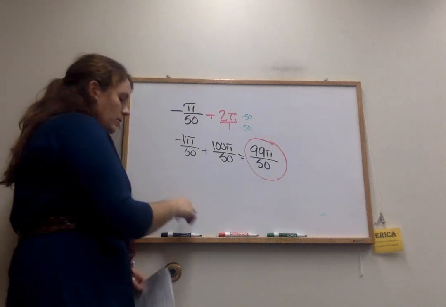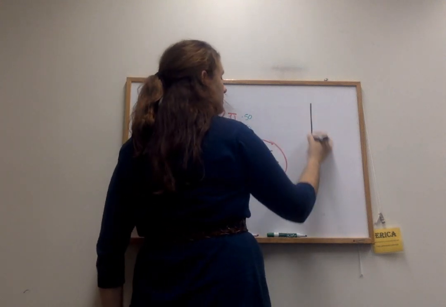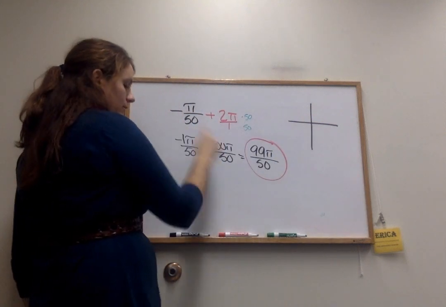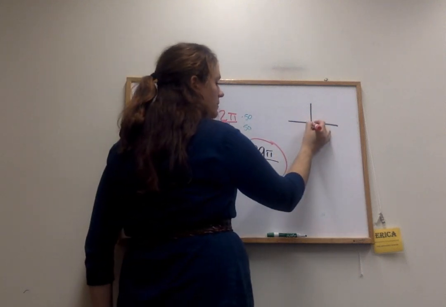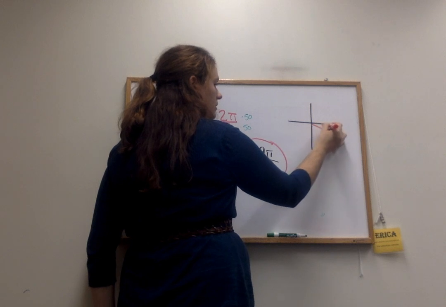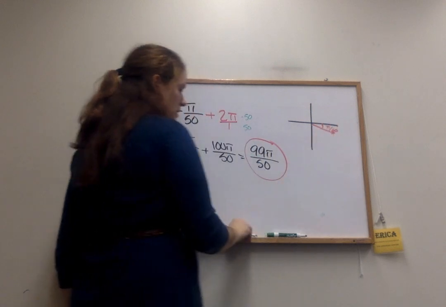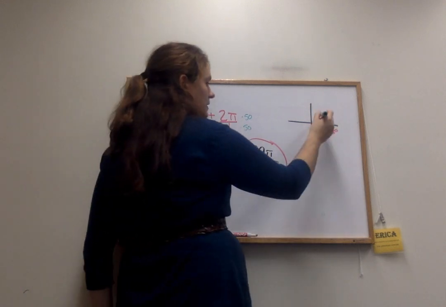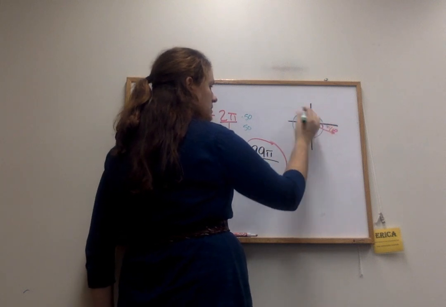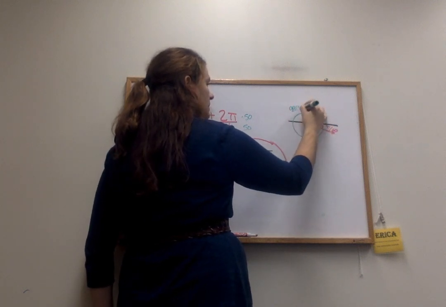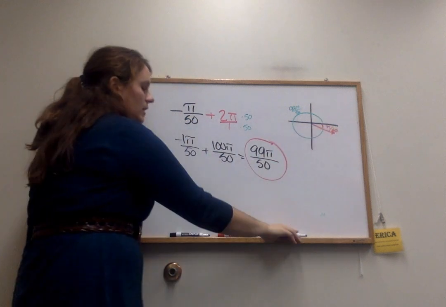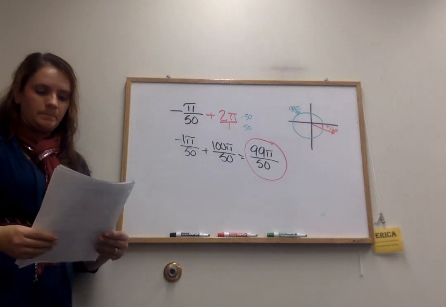Right? And if we think about what those would look like on a picture, negative pi over 50 is a very small angle that happens to be in quadrant 4. 99 pi over 50 is everything else. They both end, again, in exactly the same spot.